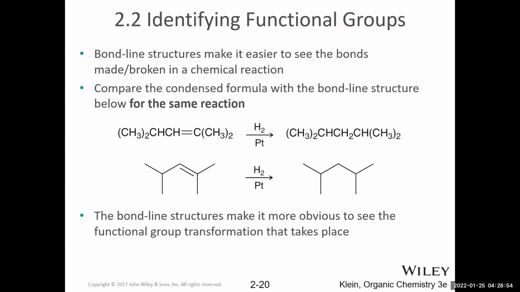Okay, let's talk about identifying what are called functional groups. So line structures make it easier to see when there's a change in the bonding in a particular chemical reaction. So for example, if I asked you to look at this and said that, okay, this is the reactant and this is the product, right? You might kind of somewhat easily see that this isn't drawn anymore, but it's a little hard to see what exactly has happened in this reaction.